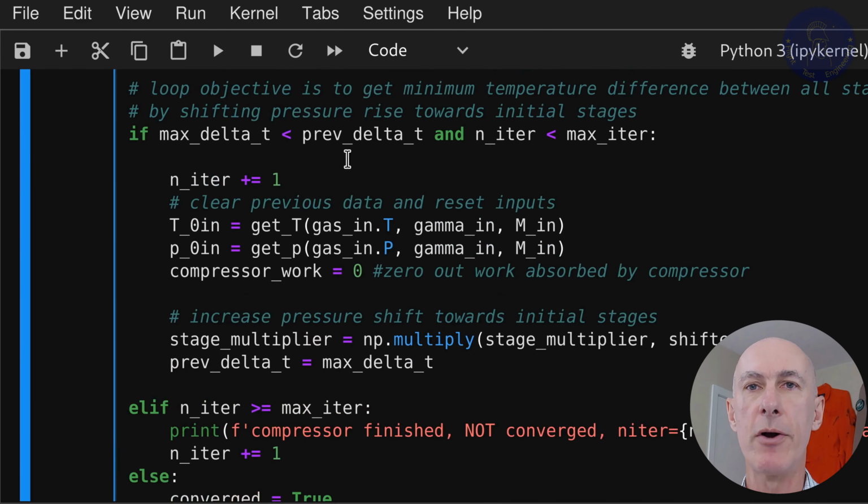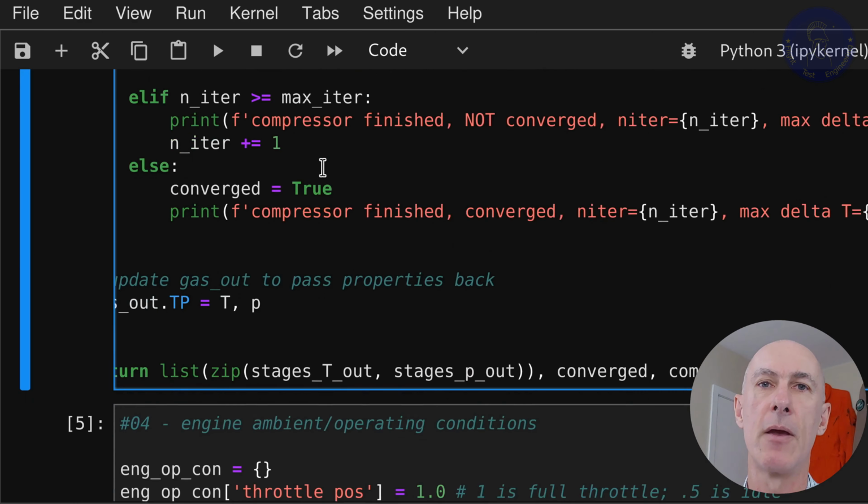So you see that we're going to keep doing this until either our maximum delta t for this iteration drops in relation to our previous maximum delta t, meaning that we're moving the pressure ratio too much to the front, or we reach the maximum number of iterations. Until then, we keep shifting until we reach these conditions here.